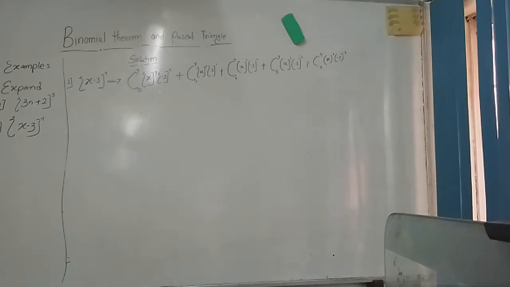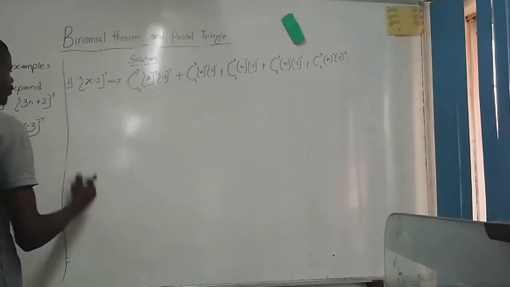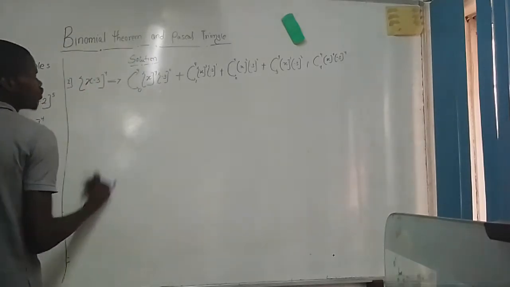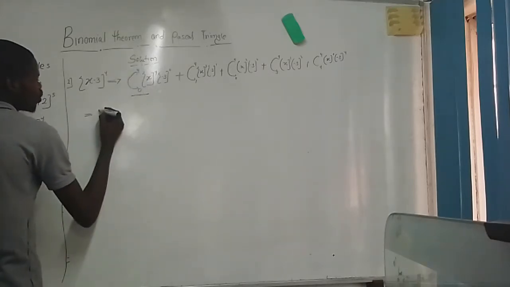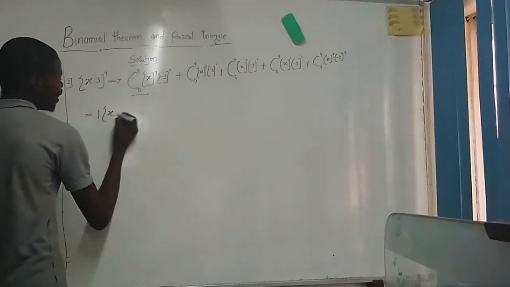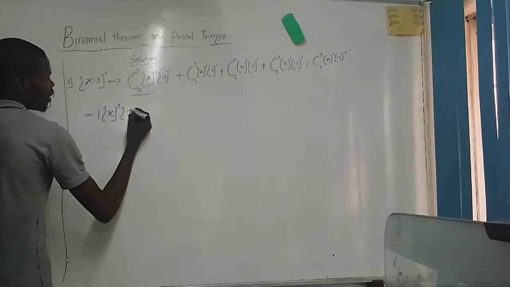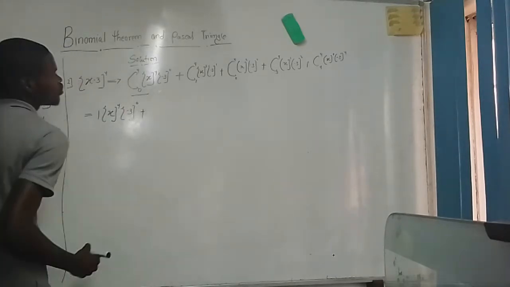We are going to say we have, let's solve the combination. Our combination is going to be what? 1. So we are going to have x raised to power 4, then minus 3 raised to power 0, plus.